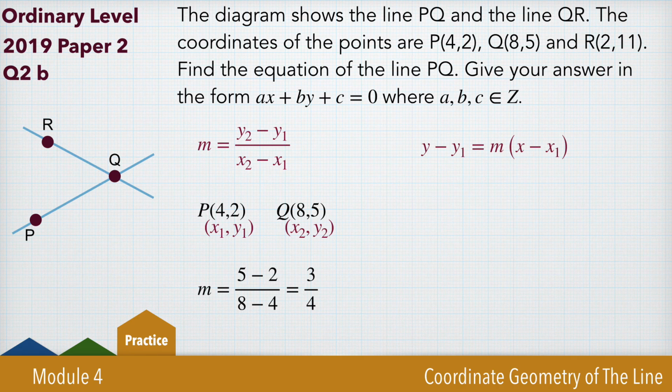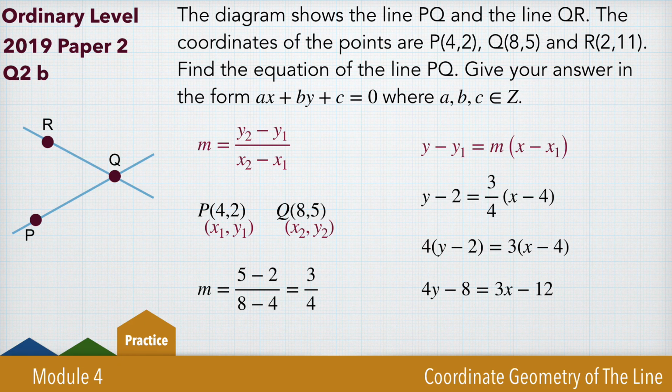We will use this equation of the line formula and substitute our found slope and the point P. We will move the denominator over the equal sign and multiply it by the left-hand side. Simplifying and rearranging gives us the equation of the line PQ as 3x - 4y - 4 = 0.